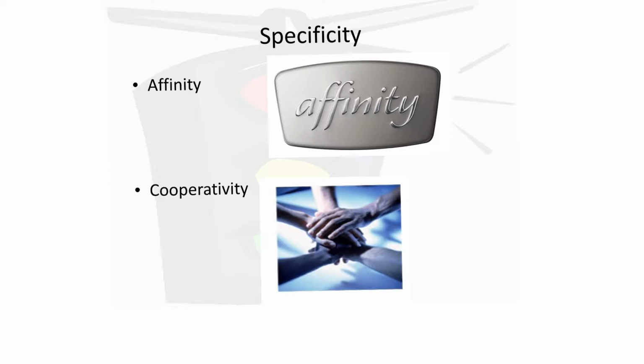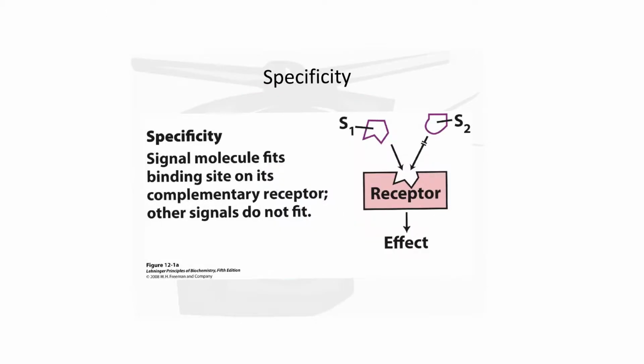But we have to have some type of affinity for whatever it is, and then there's a cooperativity between the specificity, or that binding event, with whatever is going to be causing the change within the cell itself. And so this is the picture that your book shows. A signal molecule will fit directly on its binding site due to the complementarity of the receptor, so that other signals do not fit.